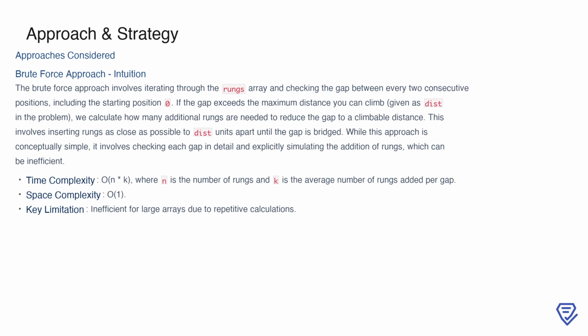The time complexity is n*k, where n is the number of rungs and k represents the average number of rungs added per gap, and the space complexity remains 1. However, this approach becomes impractical for large arrays because of the repetitive calculations involved in simulating the solution for every gap.